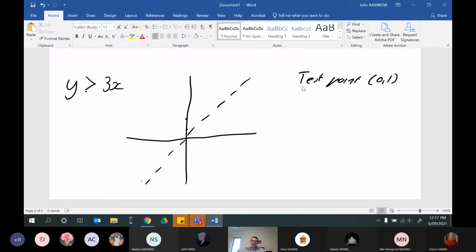Okay, so if I put in 0 for x and 1 for y, is 1 greater than 0? Because if I substitute that in, it's going to be 1 is greater than 3 times 0. That's true, right? All right. So this is my true region.